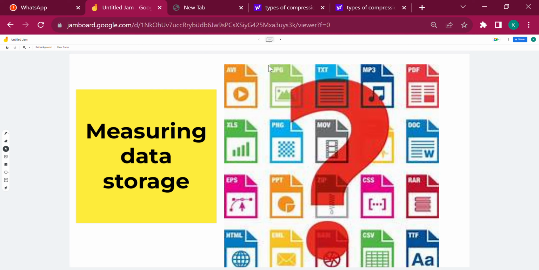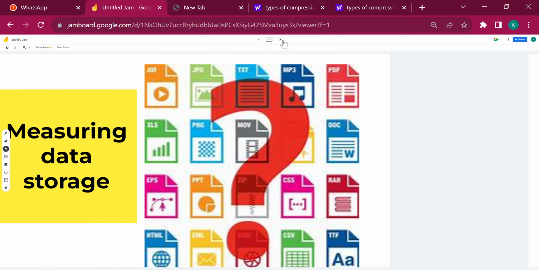Hi dear students, the topic of today's session is measuring data storage. Although I have touched this topic in my previous session, the detailed question we are going to solve today. So let's start. First of all, we will learn about the measurement units for data storage.